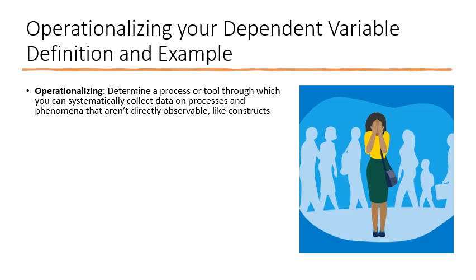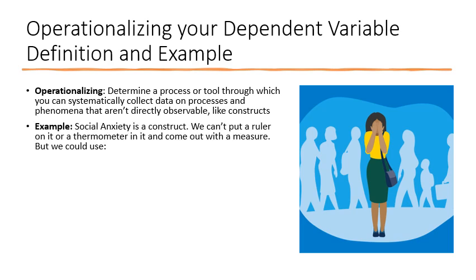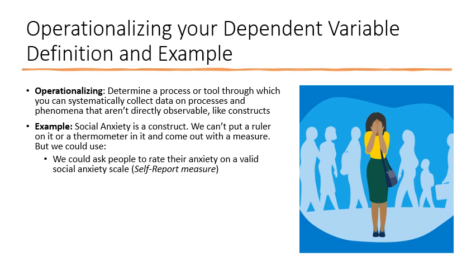So operationalizing your dependent variable, first we'll define it and then we'll give an example. So operationalizing means to determine a process or tool through which you can systematically collect data on processes and phenomena that aren't directly observable. So social anxiety is a construct. There's no thermometer or ruler that can measure it. But we could use a few different things. We could ask people to rate their anxiety on a valid social anxiety scale. That's called a self-report measure.